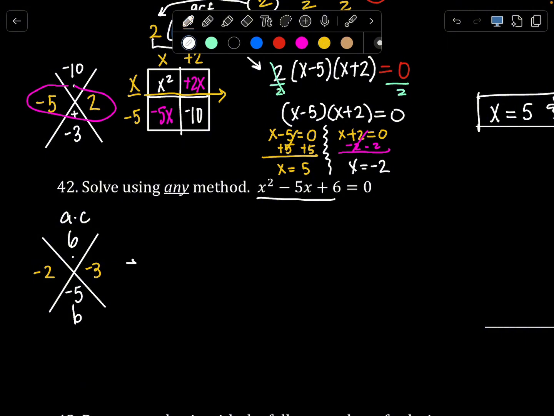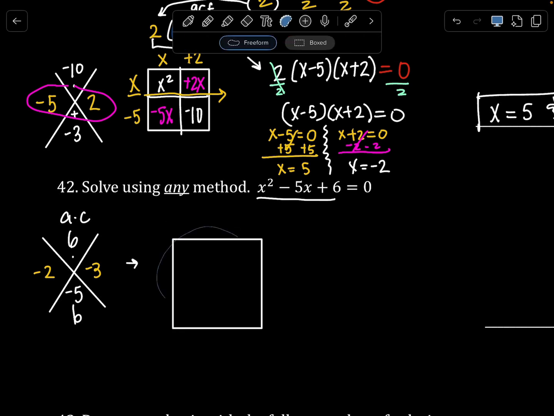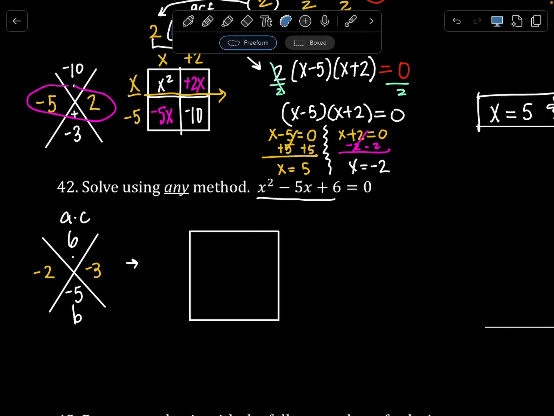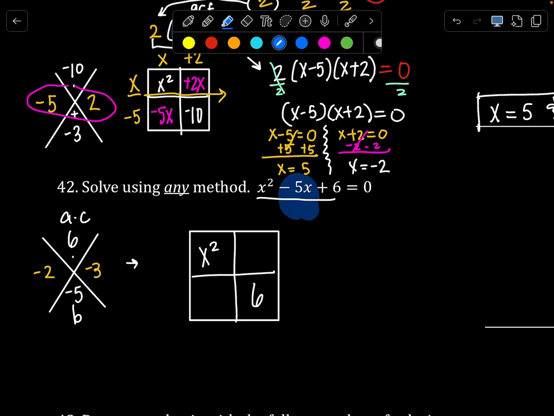What I'm going to do now is go to my box method. My box method looks something like this. I'm going to move this a little bit over here. And what I'm going to have is a nice 4-term polynomial. X squared goes top left, 6 bottom right. We know that this negative 5 gets split up into negative 2x and negative 3x.